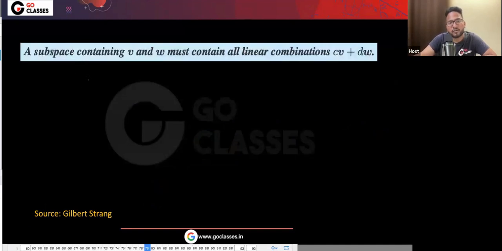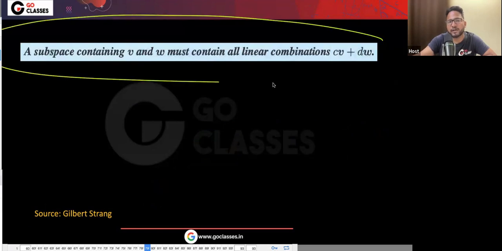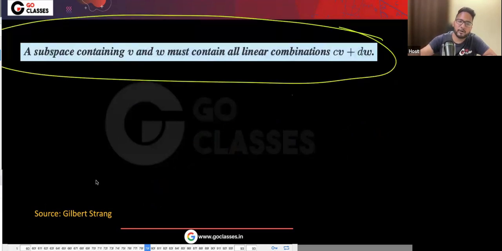So what is the definition of a subspace? A subspace containing U and V must contain all the linear combinations. And that's what I just said, right? This is from Gilbert Strang again. So all the linear combinations of these two vectors is called a vector space or subspace. So subspace or vector space, both are the same thing actually.